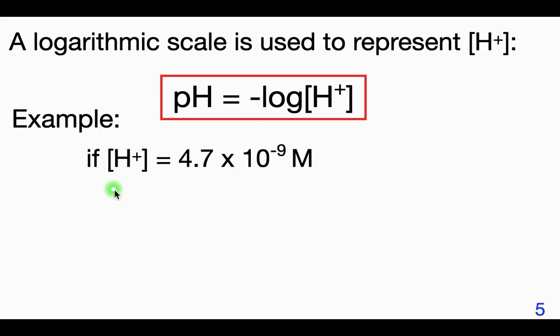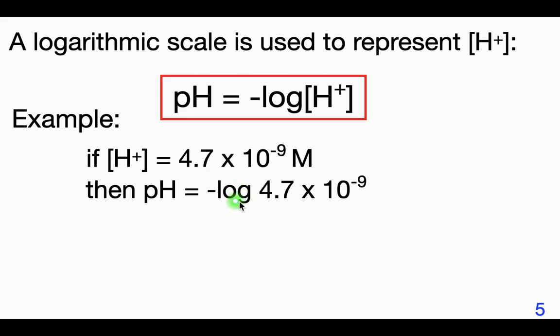So example. If the hydrogen ion concentration was 4.7 times 10 to the negative 9, and if we were to plug that into our calculator, and don't worry about doing it right now, just let me walk you through it. So if you plugged in 4.7 times 10 to the negative 9, and then hit the logarithm key, you would get a negative 8.33. But the negative sign here tells us that we can make it a positive number.